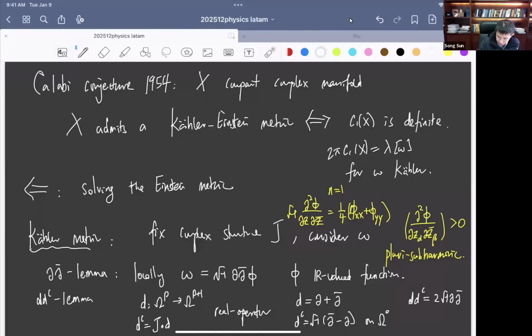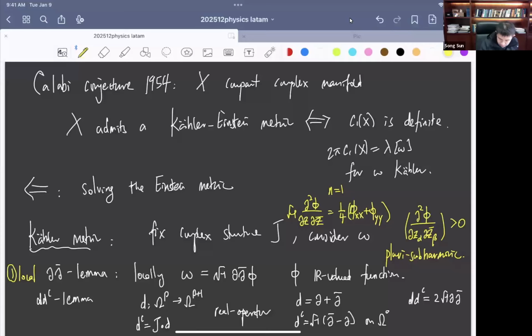Anyway, locally omega is determined by a function. That makes things much simpler in Kähler geometry. In Riemannian geometry, when we talk about a Riemannian metric, you always have a big matrix to handle. Here, if you fix a complex structure, the Kähler metric is locally determined by a single function. This is the first part, the local partial partial bar lemma.